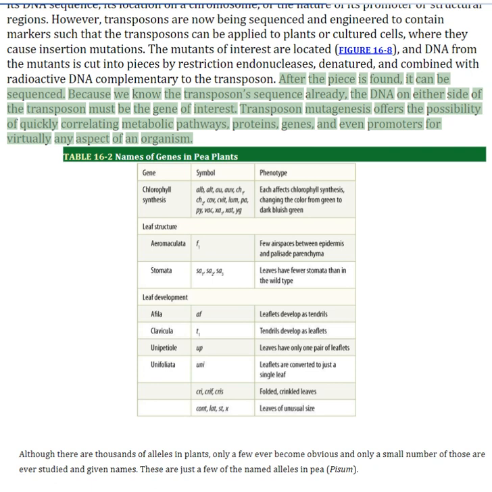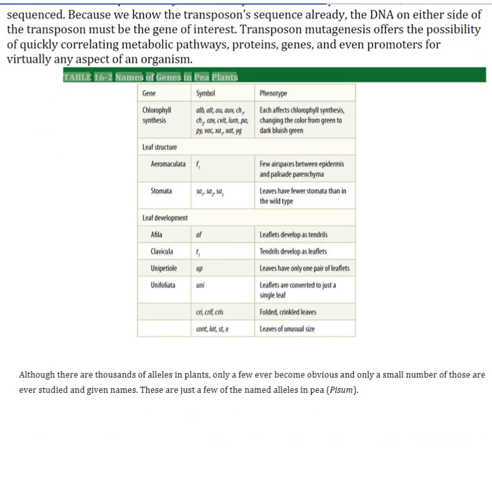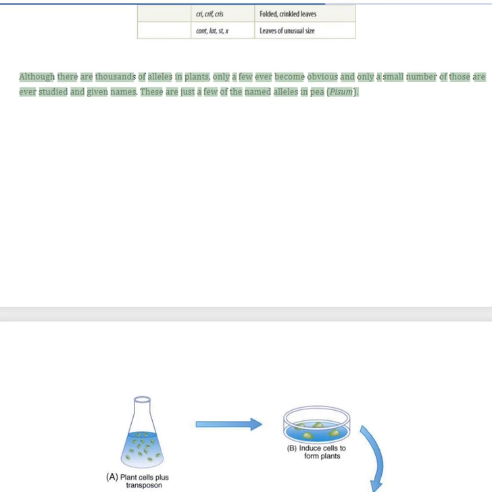Transposon mutagenesis offers the possibility of quickly correlating metabolic pathways, proteins, genes, and even promoters for virtually any aspect of an organism. Table 16.2: names of genes in pea plants. Although there are thousands of alleles in plants, only a few ever become obvious, and only a small number of those are ever studied and given names.